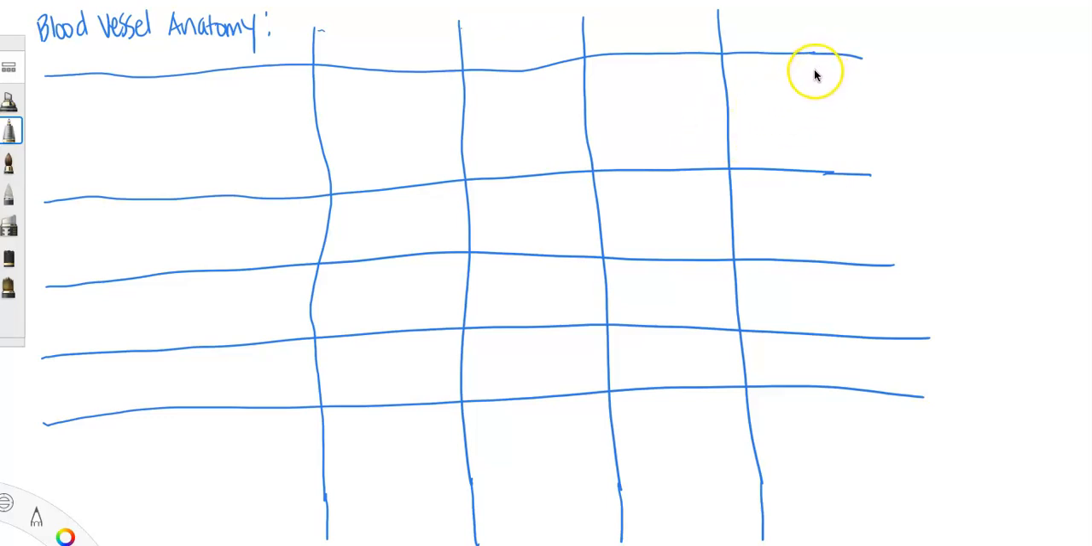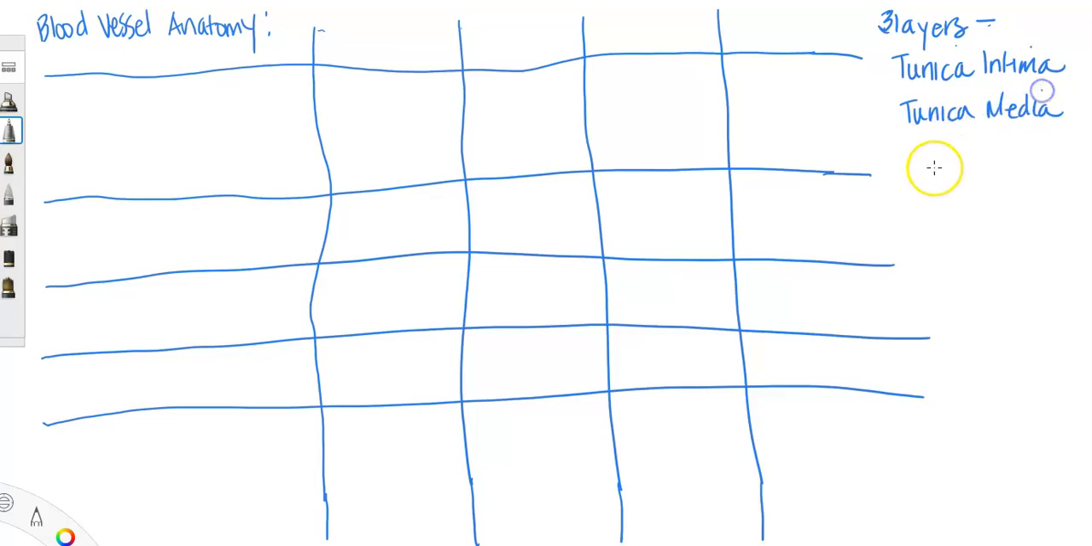So all vessels contain certain specific layers, okay? And there's 3 layers of tissue, okay? So the inner layer is called the tunica intima. The middle layer is a tunica media. And the outer layer is the tunica externa.